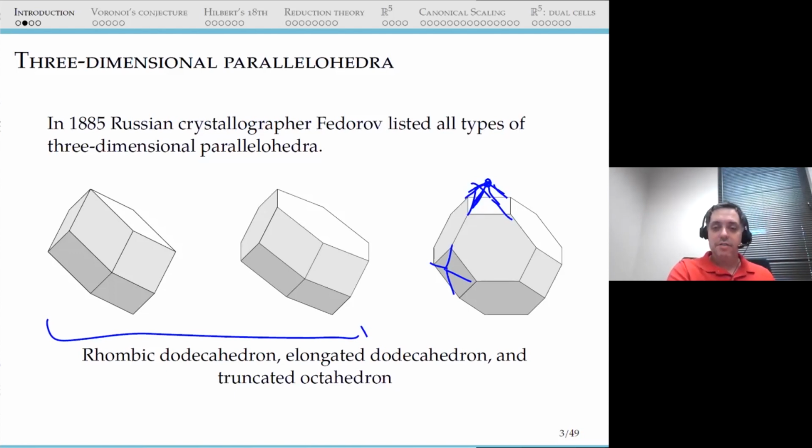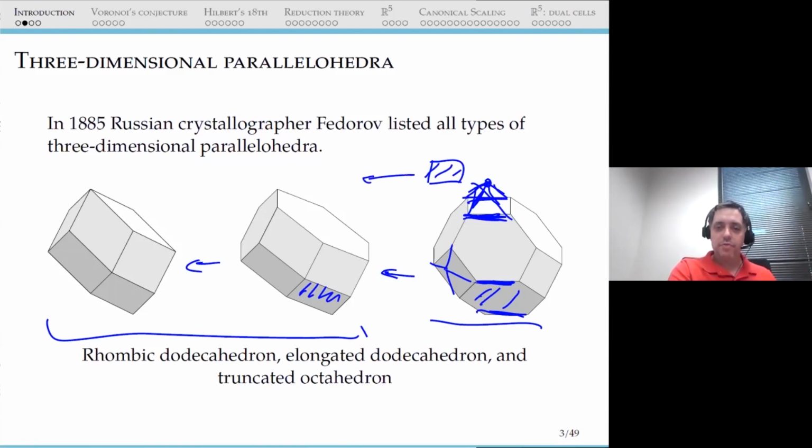Now a way to travel between these polytopes is to go from the rightmost to the leftmost. If we go from the truncated octahedron to the elongated dodecahedron, we need to shrink all these horizontal edges. Then this hexagon will be shrunk into that parallelogram, and so on. Actually, this parallelogram on top will be shrunk into an edge, but that's fine.